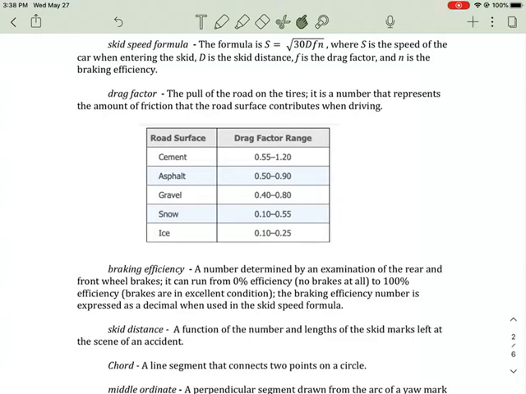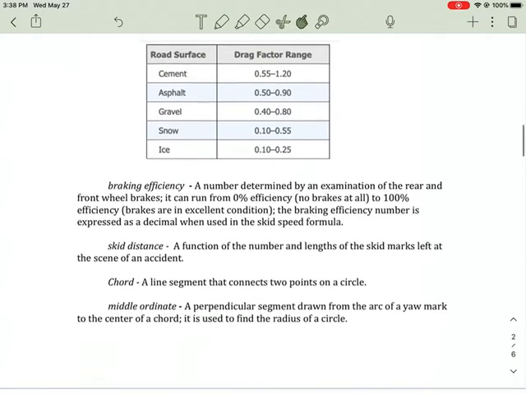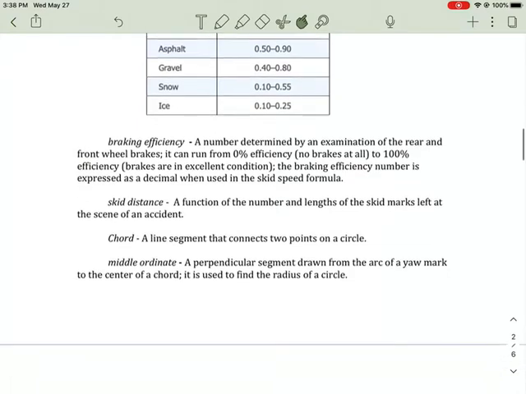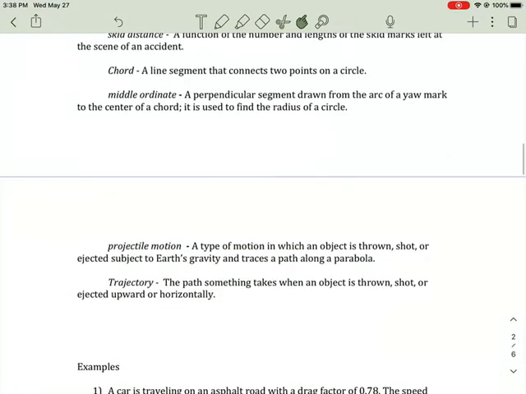Now, we're going to be using a chord, which is going back to geometry, a line segment containing 2 points, and something called the middle ordinate, which is a perpendicular segment drawn from the arc of the yaw mark to the center of the chord. It's used to find the radius of the circle. We're going to talk a little bit more about that as we get to a problem. Now, we're also going to look at what happens if you have something on the top of your car that is going to fall off your car, where it's projectile motion.